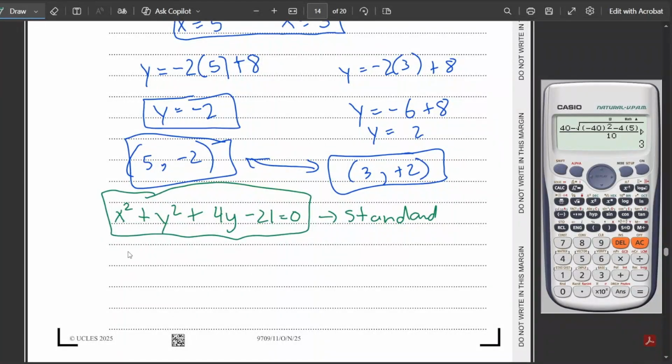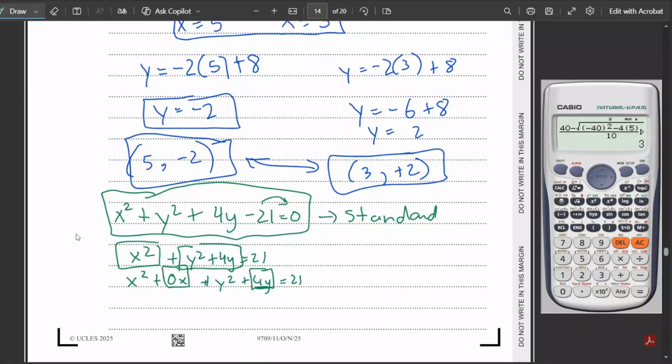First of all, we take this constant to the other side, so it's going to be x squared plus y squared plus 4y equals 21, and then we complete the square. So we complete the square for x, and we complete the square for y. x squared doesn't have an x term, so I'm just going to write 0x over here, and y squared does have a term, so it's plus y squared plus 4y equals 21. Now, how do we complete the square? We look at this 0 term and this 4y term, and we divide both of these terms by 2. So 0 divided by 2 is simply 0, and 4 divided by 2 is going to be 2.